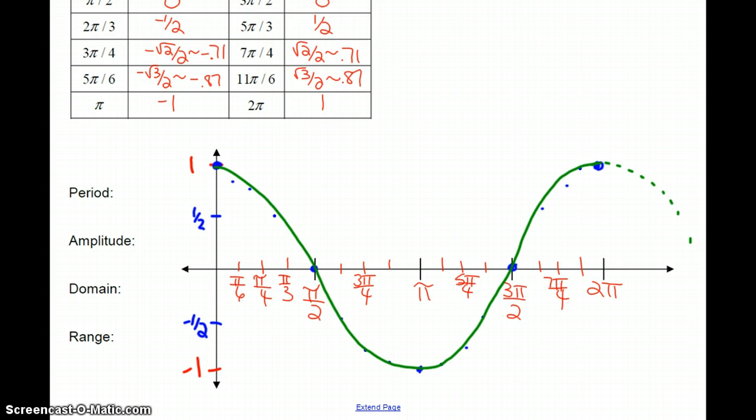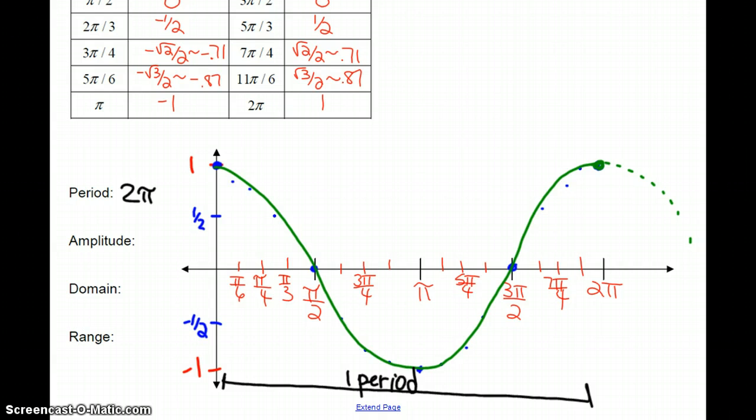Again, I want to fill in these values to the left. So the period for my sine graph, it starts to repeat itself right here at 2 pi, where I've drawn in those dotted lines. So my period for this graph is the same as a sine graph. It has only gone from 0 to 2 pi before the wave started over again. So my period is just 2 pi.